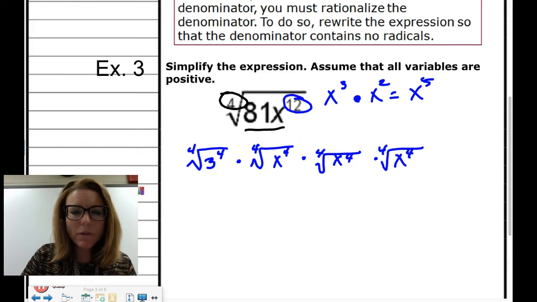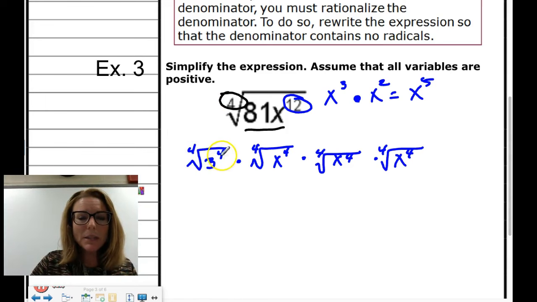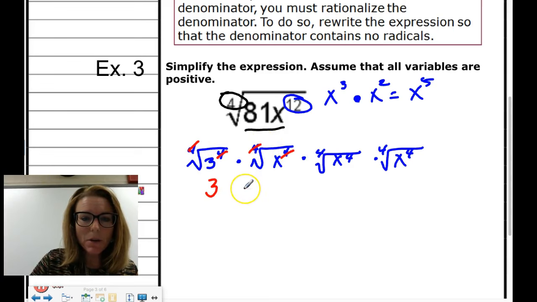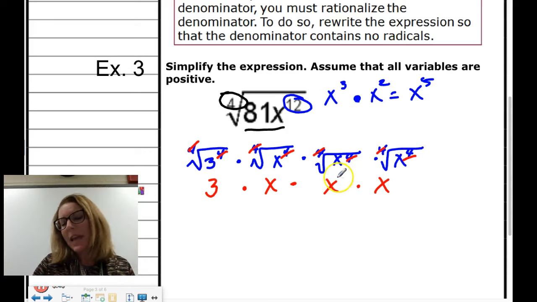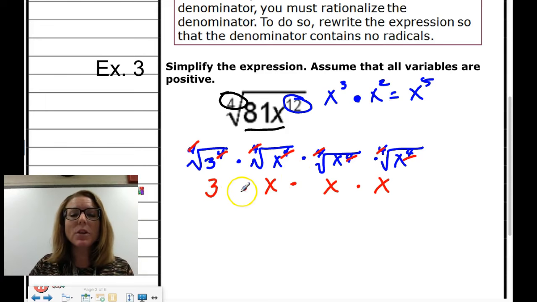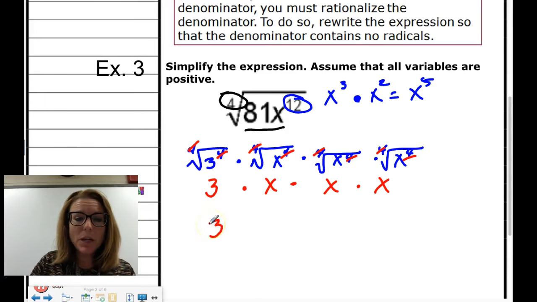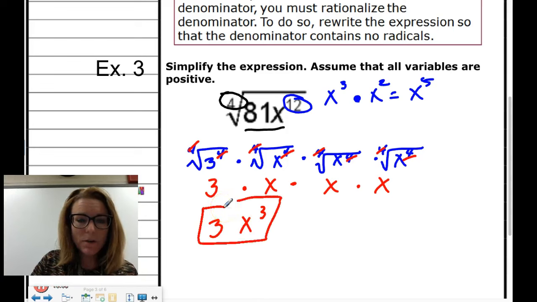We're good. Now watch, this is my favorite part of all. Because the index and the exponent are the same, in a sense they cancel, and the number comes out. Same thing here. They cancel, and the variable comes out. And the same thing happens here, and the variable comes out, and here, and that comes out. You don't have to cancel them if you don't want to. You know that when the exponent and the index are the same, they cancel, and what's under the radical comes out. So 3x cubed is going to be your answer. There we go.